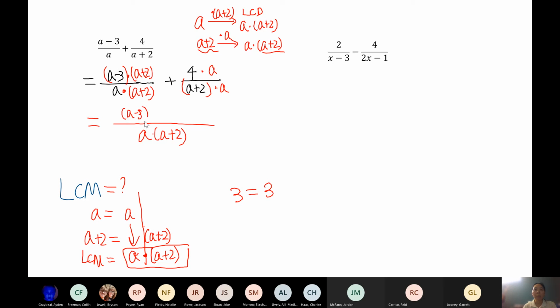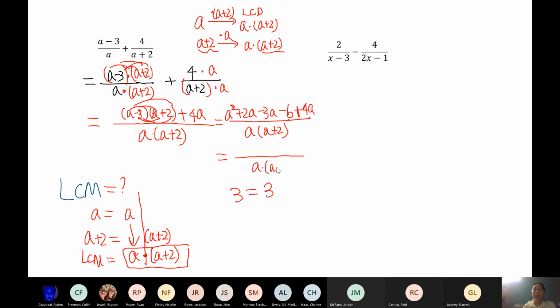So I'm going to copy it one more time and maybe do the operation in the next step. You could go ahead and just do FOIL and work it out this way. So we're going to have A times A, A squared, A times 2, 2A, and negative 3 times A, negative 3A, negative 3 times 2, negative 6, and plus 4A. The bottom, you can leave it as it is. Usually we like you to work out the numerators and the denominators. If you want to multiply them out, you can also leave it as it is.